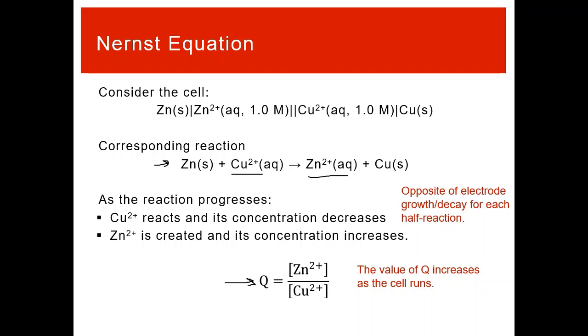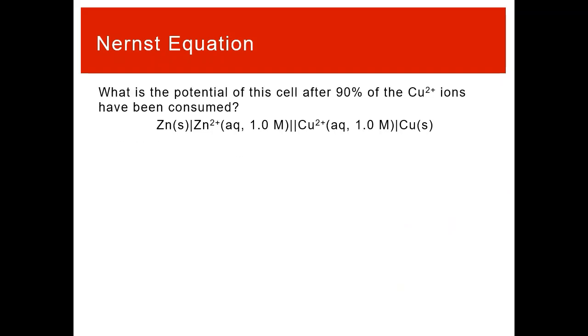So basically, the reaction quotient: how will this change as the cell runs? We know it's always going to increase. And so that's going to affect how the potential of the cell will change as it actually starts to run. As electrons flow, how does the push for more electrons to flow vary? So let's take a look.